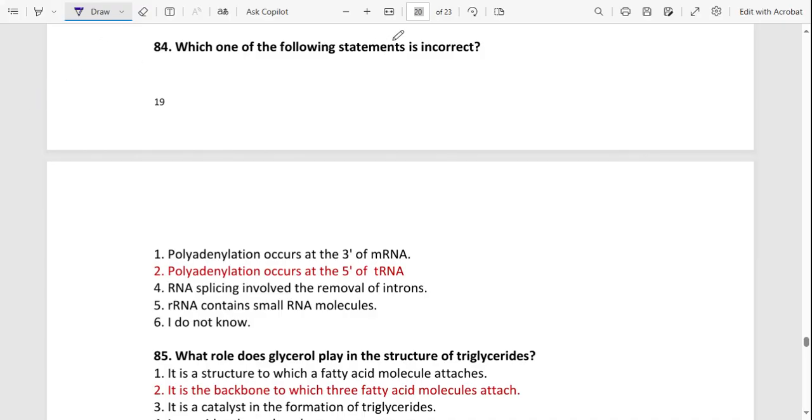Which of the following statements is incorrect? Polyadenylation occurs at the 3' end. This is true. Polyadenylation occurs at the 5' end of tRNA. That's false. Not the 5' end, not even tRNA. RNA splicing involves removal of introns. This is true. rRNA contains small RNA molecules. This is also true.